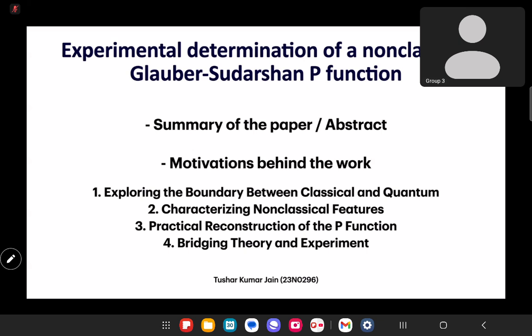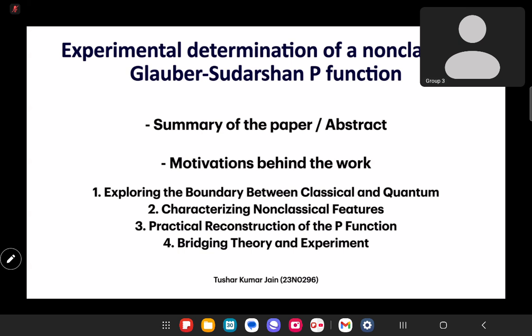The third motivation is the practical reconstruction of the P function. In theory, the P function is a powerful tool, but in practice, it's often too singular to measure. However, SPATs are special. Why? Because their P functions are smoother, which makes experimental reconstruction feasible. And this opens doors for many studies of quantum states in real world settings where imperfections exist, but we can't hide the underlying physics.